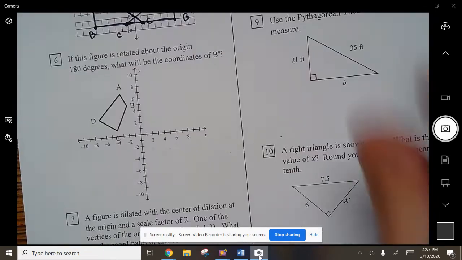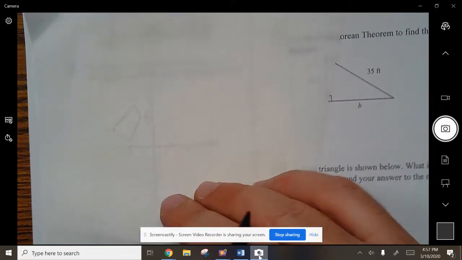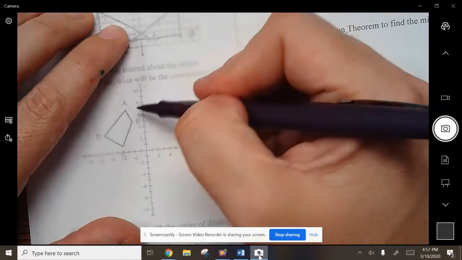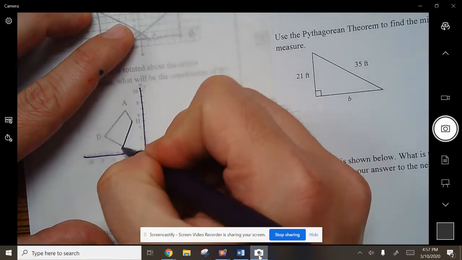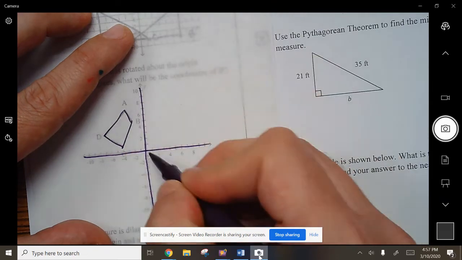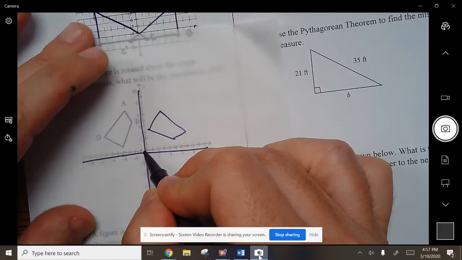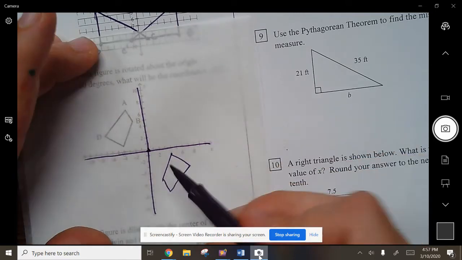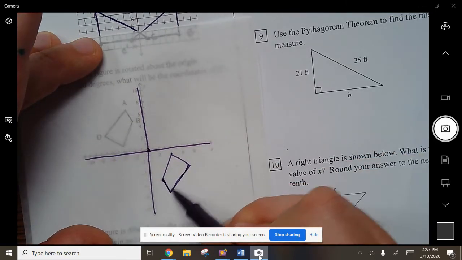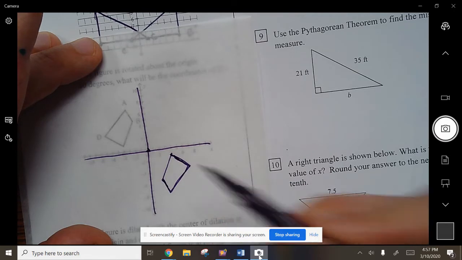Number 6, rotate around the origin. You've got your patty paper, you can use it, or you can know the rule. It's -x, -y. But if you're going to go patty paper, make sure you go boom here, and then boom to here. All right. And that's where your other image is going to be. Okay? Cool. Let's move on.